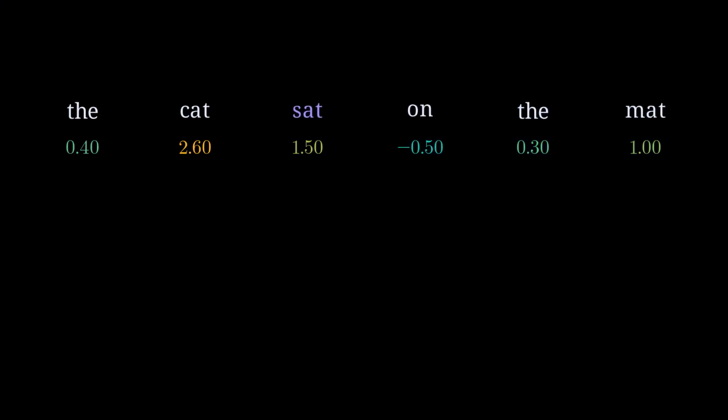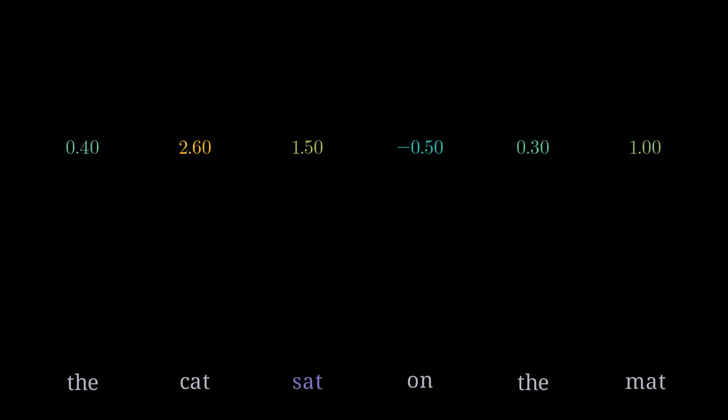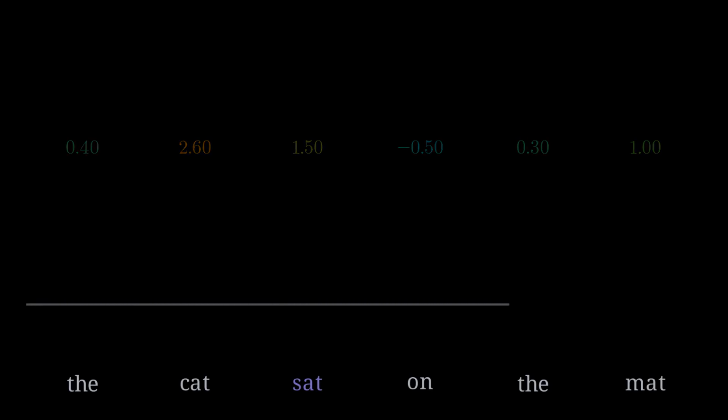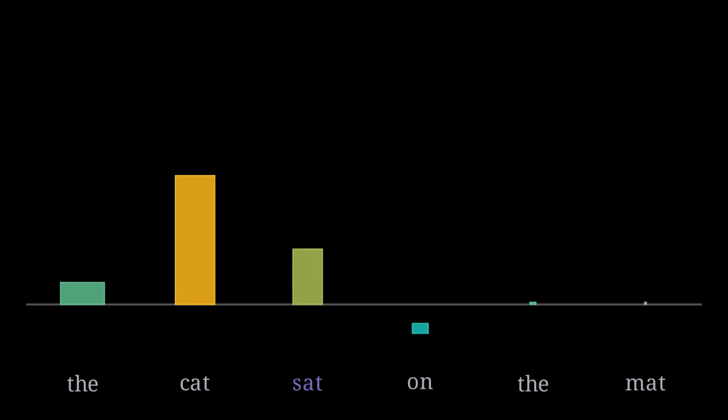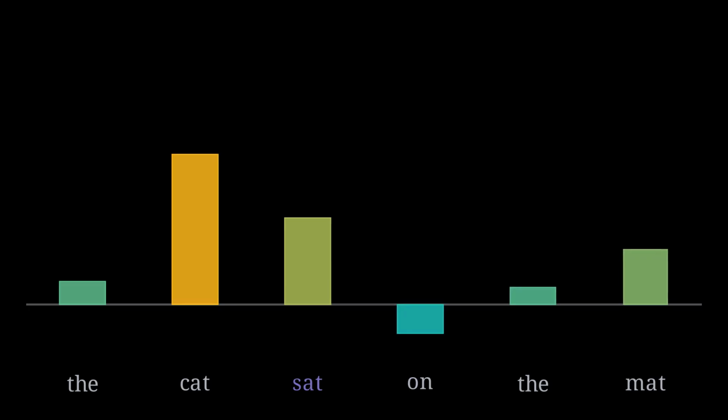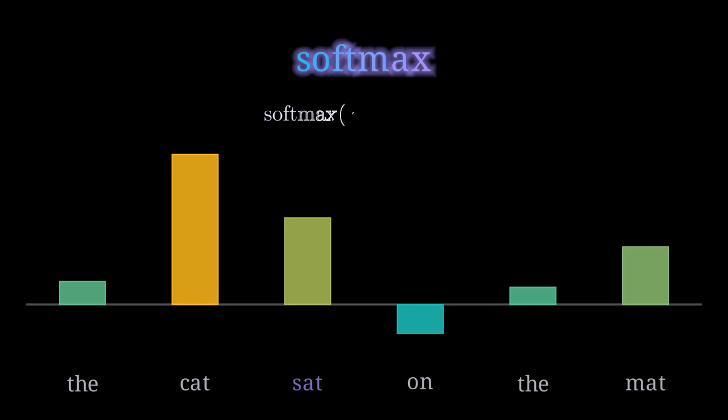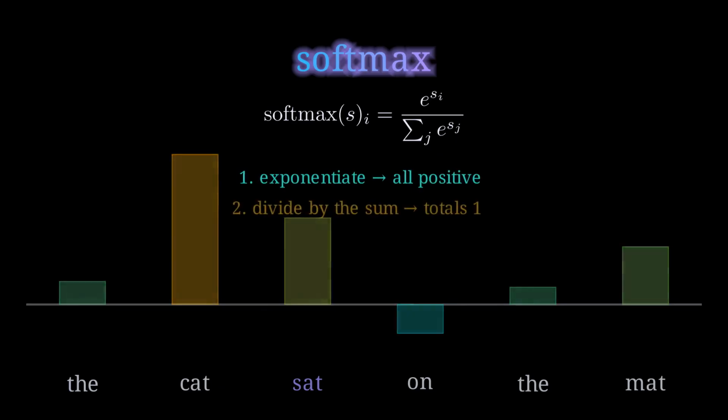So far we have a row of scaled scores, 1 for each word. Bigger means more relevant to "sat," but these are still arbitrary numbers. What we really want is a set of weights that are all positive and add up to 1, like slices of a pie. Then we can treat them as proportions of attention. The tool that turns arbitrary scores into a clean probability distribution is the softmax. It does two things. It makes every number positive by exponentiating, and then it divides by the total so everything sums to exactly 1. Watch it happen.